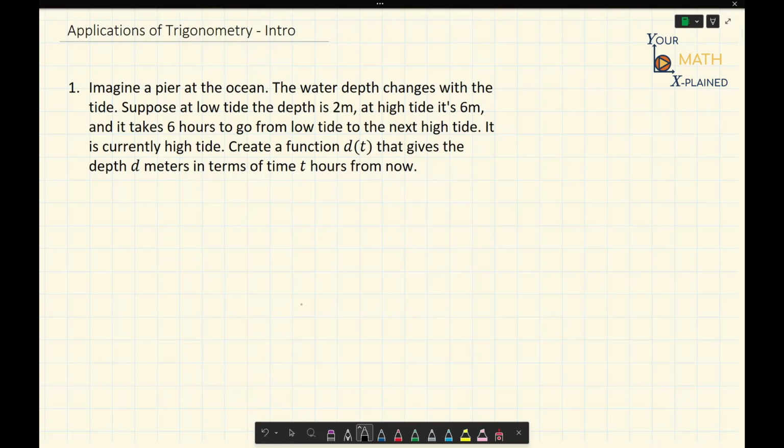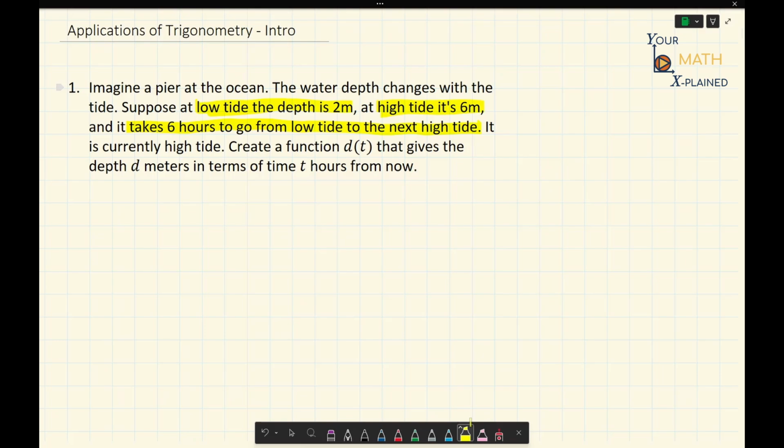In this first problem, we want to model the water depth as a function of time. And we're given the following important information. We know that the low tide is at a depth of 2 meters. And we know that the high tide is 6 meters. And also, we know that it takes 6 hours to go from low tide to the next high tide.